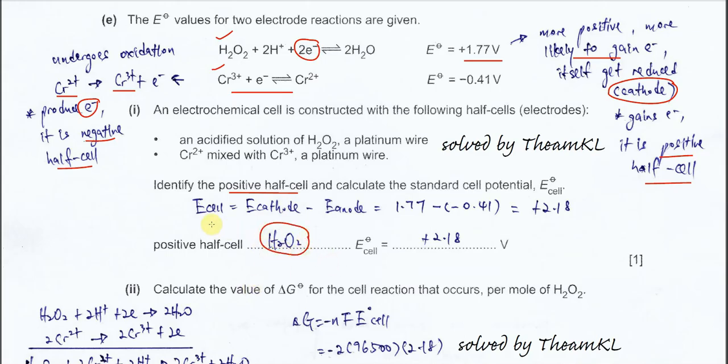To calculate the E cell, we need to use E cathode minus E anode. So we use the potentials that are given: 1.77 minus negative 0.41, we get positive 2.18. So this is the E0 cell.